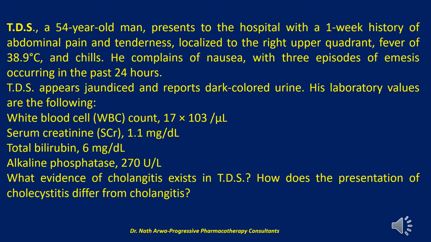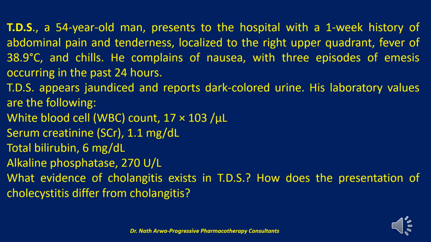Laboratory findings of acute cholangitis include leukocytosis, elevated bilirubin above 2 mg per deciliter, elevated alkaline phosphatase, and mildly elevated liver transaminases. The clinical signs and symptoms of cholangitis, as exemplified by T.D.S., include high fever of 38.9 degrees Celsius, chills, jaundice, and right upper quadrant abdominal pain. Laboratory evidence supportive of cholangitis includes leukocytosis with WBC of 17 × 10³ per microliter, increased bilirubin of 6 mg per deciliter, and elevated alkaline phosphatase of 270 units per liter.